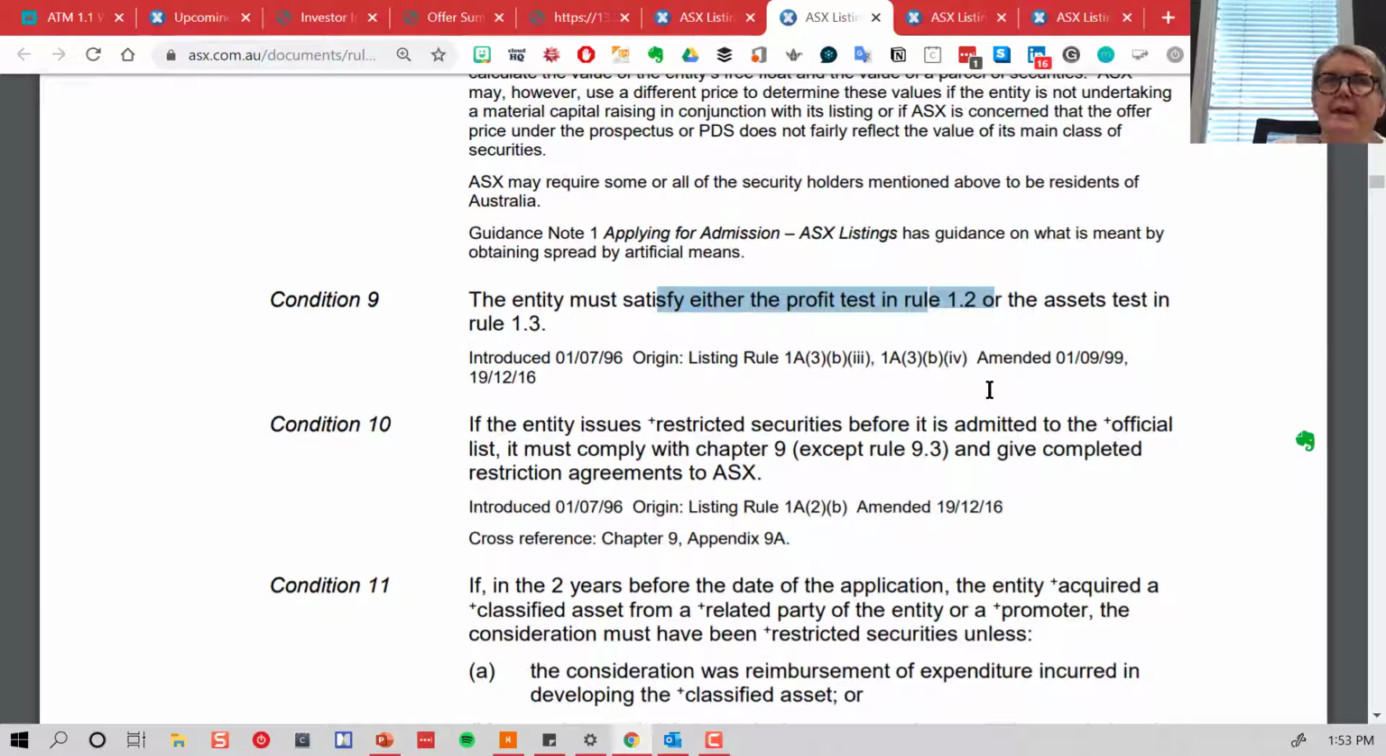So Domicon, when it listed, went in under the assets test. So it wasn't profitable at that time. It was seeking money to take the beta version of the business to market.